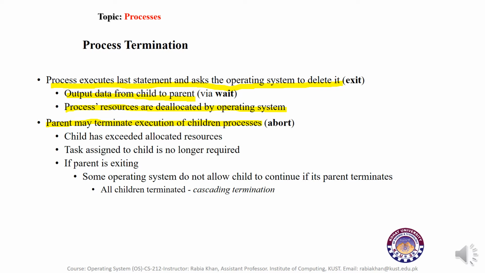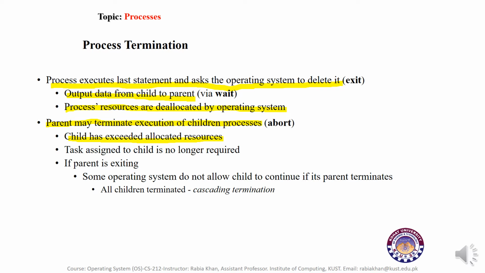For example, if a child process has exceeded allocated resources. That means a child process is requesting resources again and again, and the parent process is not able to fulfill its requests so often. So in that case, the child is creating trouble for the parent process. So that child process is then forcibly killed by the parent process. So this is the case of abnormal termination.